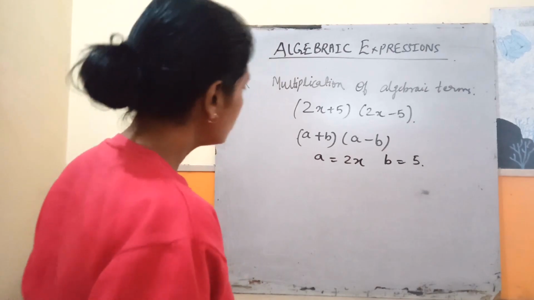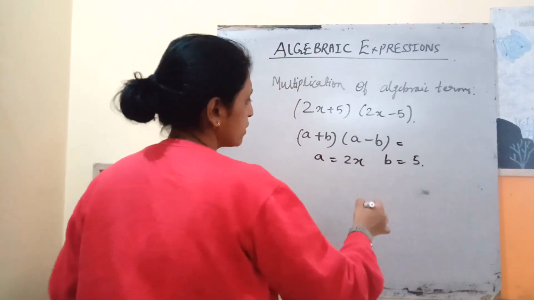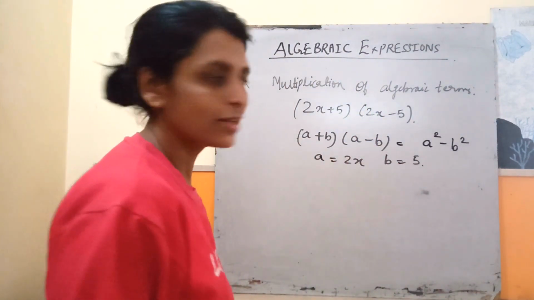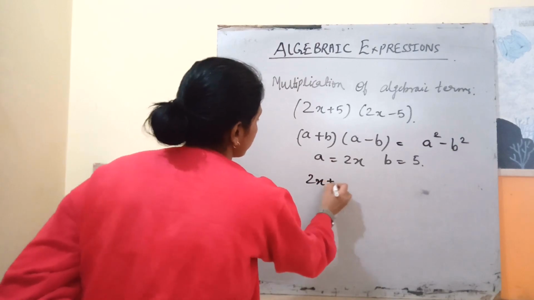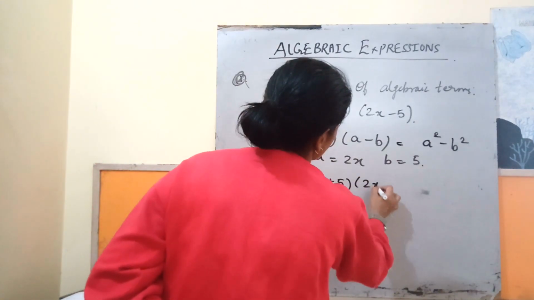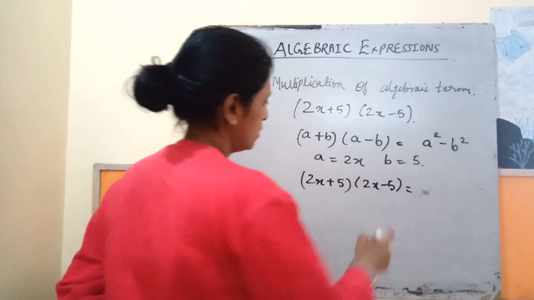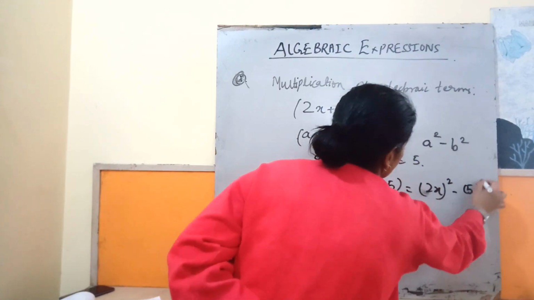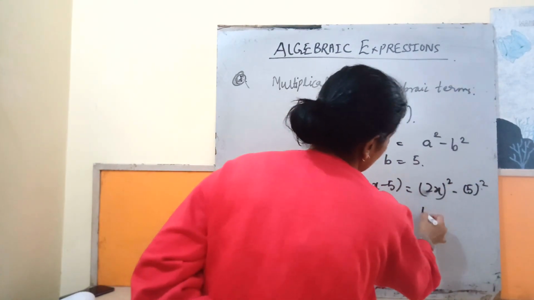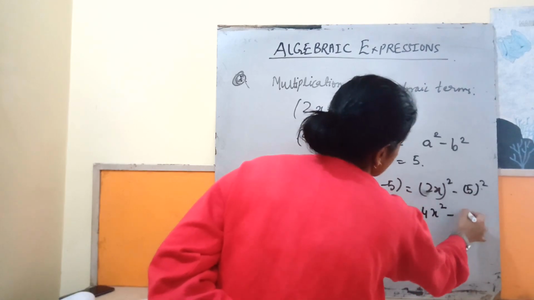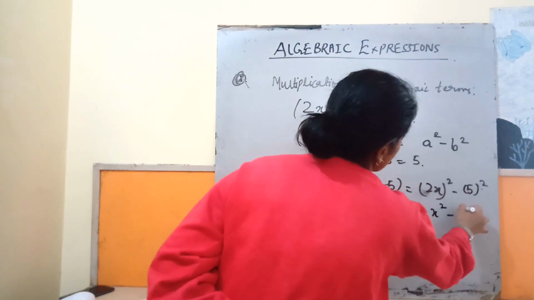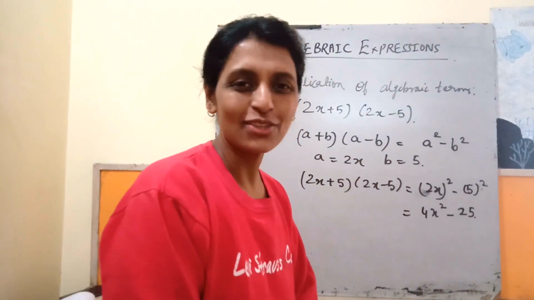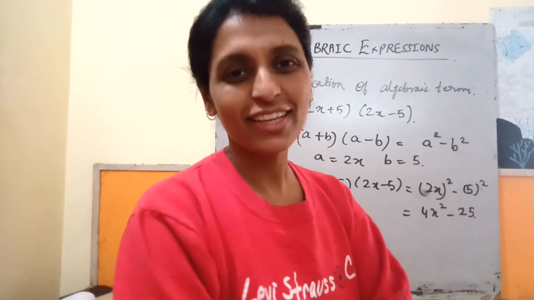So we know that a plus b, a minus b is equal to a square minus b square. So simply 2x plus 5, 2x minus 5 will give us the square of a, that is 2x square, minus the square of b, that is the square of 5. 2x square is 4x square, minus the square of 5, which is 25. So we get the result as 4x square minus 25. Isn't it? It's very easy.